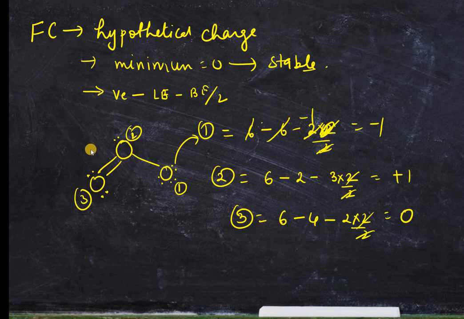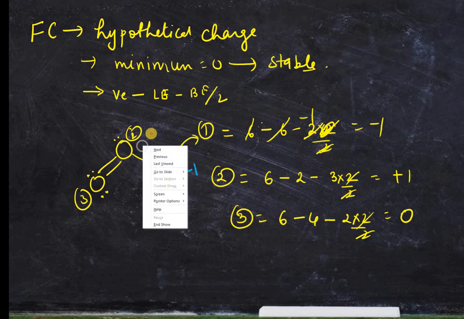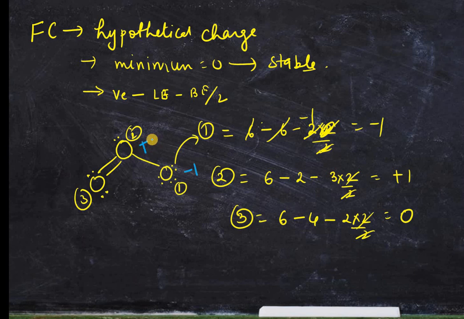So now, one oxygen is minus 1, oxygen number 2 is plus 1, and oxygen number 3 has 0 formal charge. If you think about the total overall formal charge, it's 0. So always think about the total formal charge, how much it is. It's 0, so this molecule will be stable. This structure is good and stable because the overall formal charge is 0.